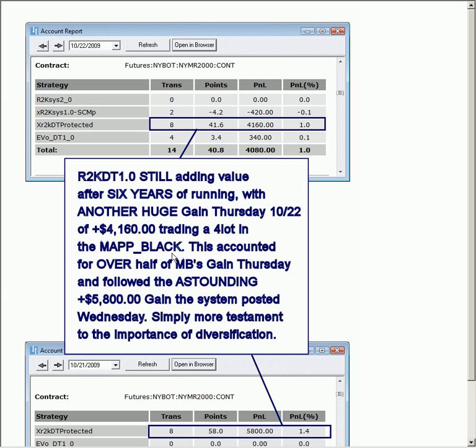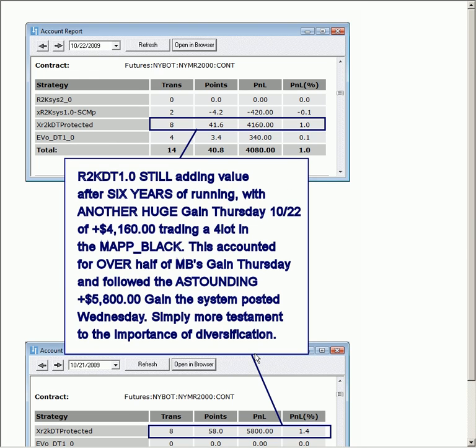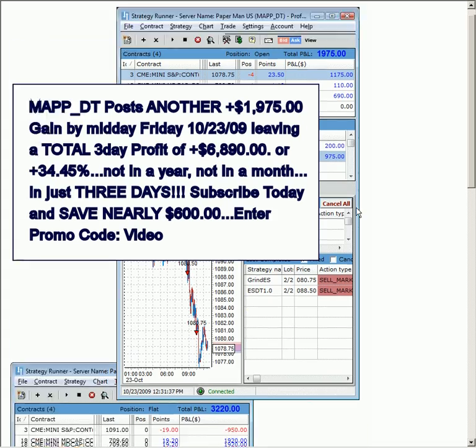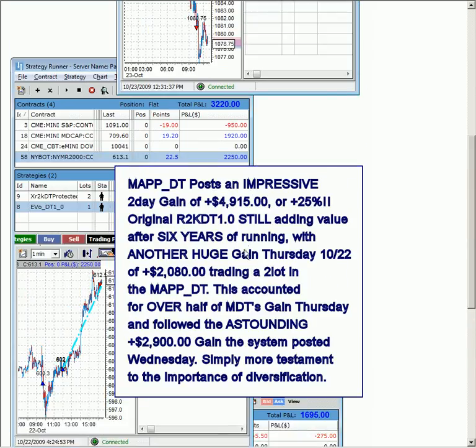Huge gain Thursday, trading a 4 lot on our Map Black, $4,160, XRDT protected. And then this follows the astounding $5,800 gain, trading 4 lot, 4 buys and 4 sells for $5,800 trading a Map Black. Really just saved that portfolio, making huge profits. It is the Russell Day Trader 1.0 over the last few days. It's also allowed the MapDT to post. As you can see, there are the trades represented in Strategy Runner, and $4,195 in just 2 days.